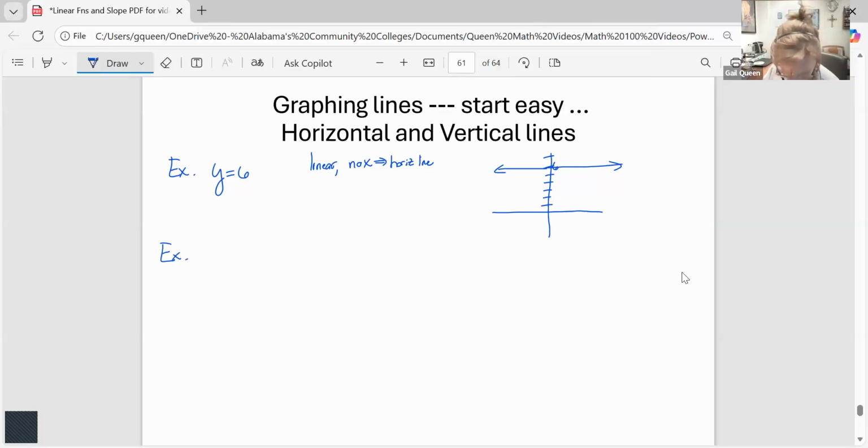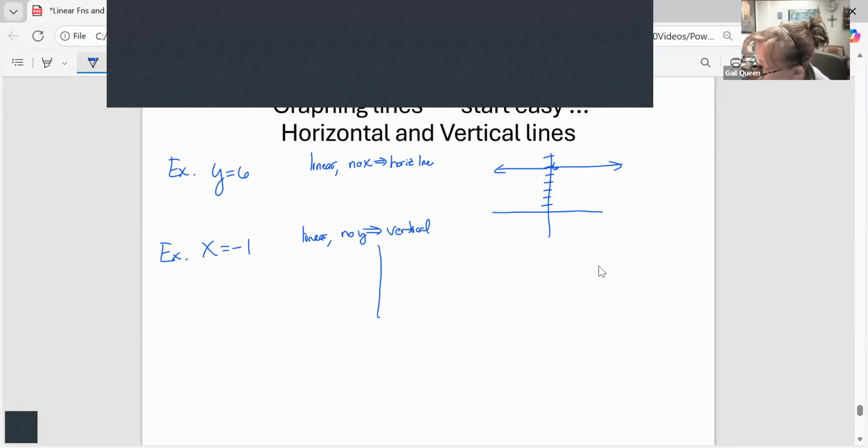Okay. Second example. What if they give you x equals -1? Again, same thing. It is linear because the x in the equation is to the first power. It is not tilted. It is not horizontal. There is no y in this equation. Therefore, we have a vertical line. Where are we going to draw this vertical line? We are going to go in the xy plane and we're going to go to -1 on the x-axis and we are going to draw our vertical line.